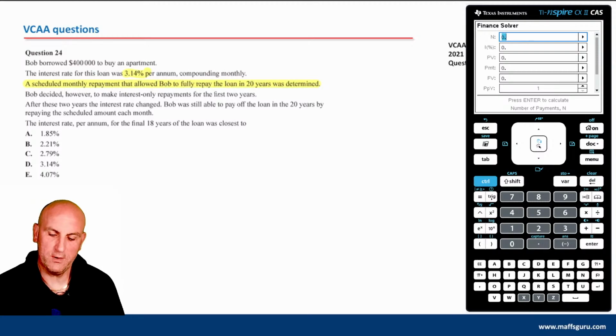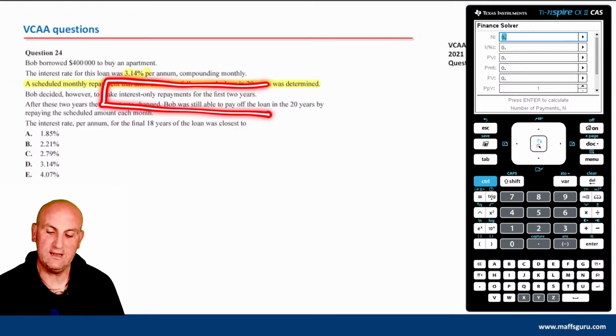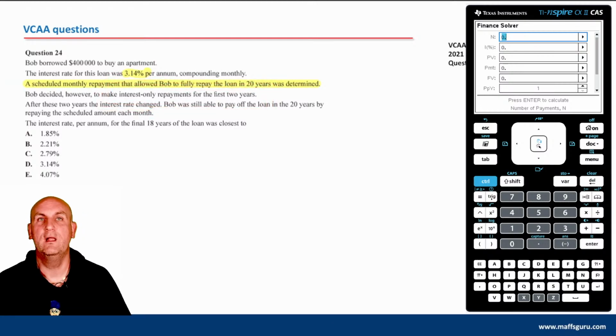It goes on to say that Bob actually wanted to pay interest-only repayments for the first 2 years. Now, if you've understood anything about interest-only loans, the principal and the final value do not change. So those 2 years' worth of payments don't actually change the principal value. Then it says that after the 2 years, the interest rate changes and Bob is still able to pay the loan off in 20 years. Okay, we'll deal with that in just a moment.